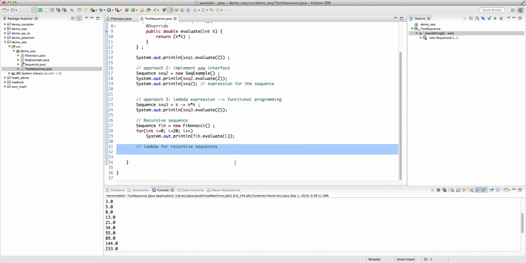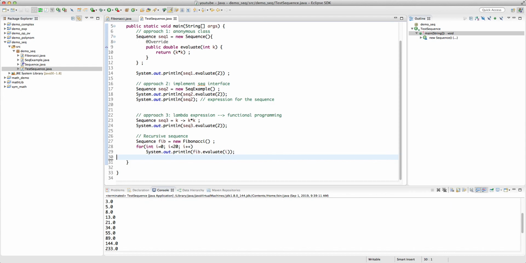All right, so this concludes this discussion on sequences. Next we will have a look at series, and what is the definition of a series, and look at a few important series such as Fourier series, Taylor series.